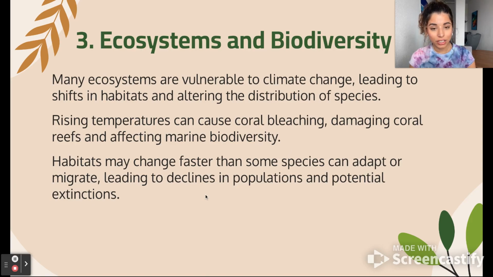Habitats may change faster than some species can adapt or migrate. So having that change in environment is something that animals are actually pretty good at dealing with, but usually that change is slow over a long period of time, and adaptation is so much easier. However, because of the speed that climate change has been happening, that's not as possible for these animal and plant populations. So eventually, these populations begin to decline and potentially become extinct, which we have already seen.